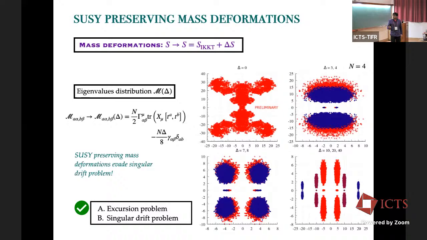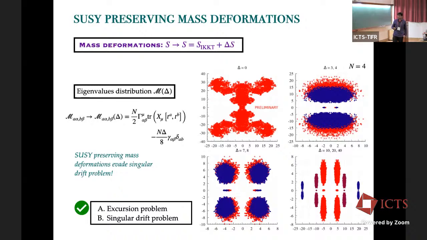These are the eigenvalue scatter plots. Delta equal to 0 represents the original IKKT model, and it does have the singular drift problem since the eigenvalues are clubbed around near 0. Here delta is the deformation parameter in our supersymmetry preserving mass deformations. As we increase delta, these eigenvalues shift further and further away from the zero modes, which indicates that these deformations do indeed evade the singular drift problem.